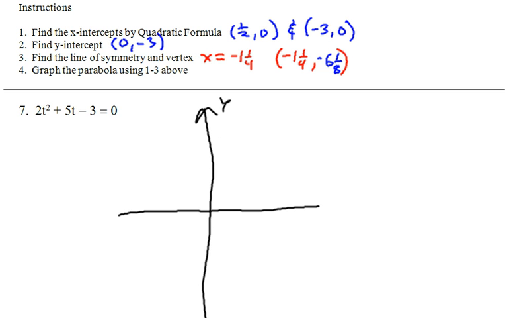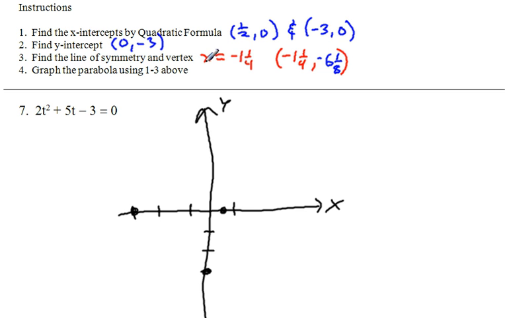So there's my y-axis, my x-axis. Let's plot the x-intercepts first at a half comma 0. Let's say this is 1. Then there's a half comma 0. Negative 3 comma 0, negative 1, negative 2, negative 3 comma 0. The y-intercept is at 0, negative 3, 0, negative 1, 2, negative 3.